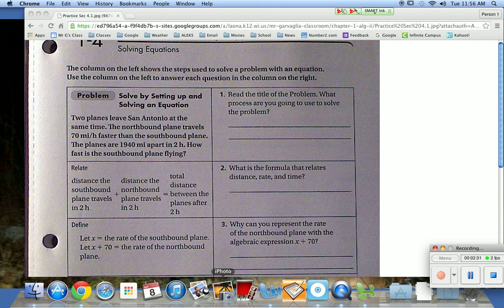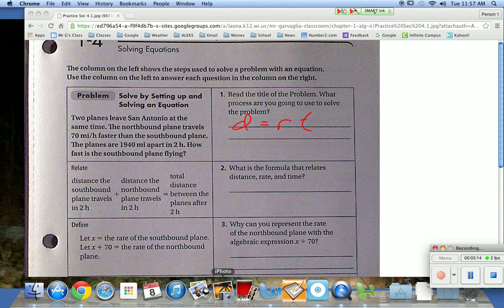Okay, read the following problem. What process are you going to use to solve this problem? Two planes flying. What equation would you use? What equation uses distance and speed and time? Distance equals what? Rate times time. Have you ever seen that equation? You're going to see it today. Distance equals rate times time.